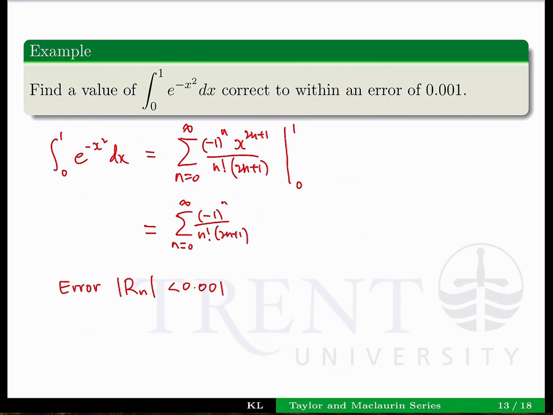But what do we know about this? The error must be less than b sub n plus 1. If we go back to that one, okay?